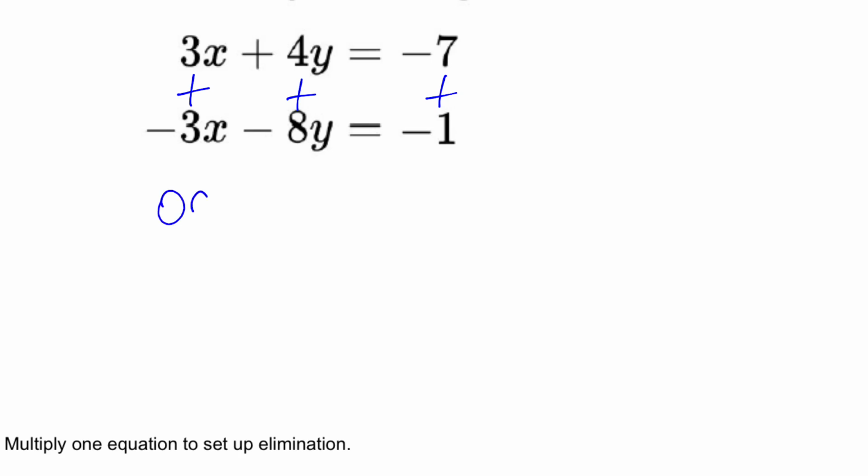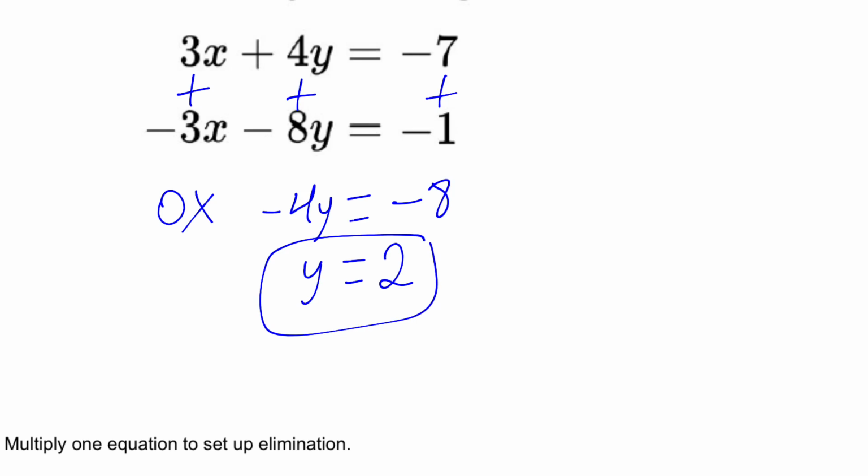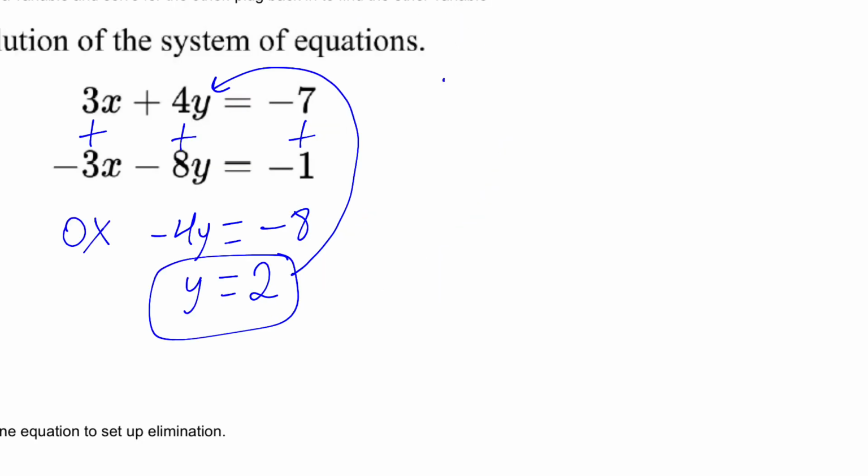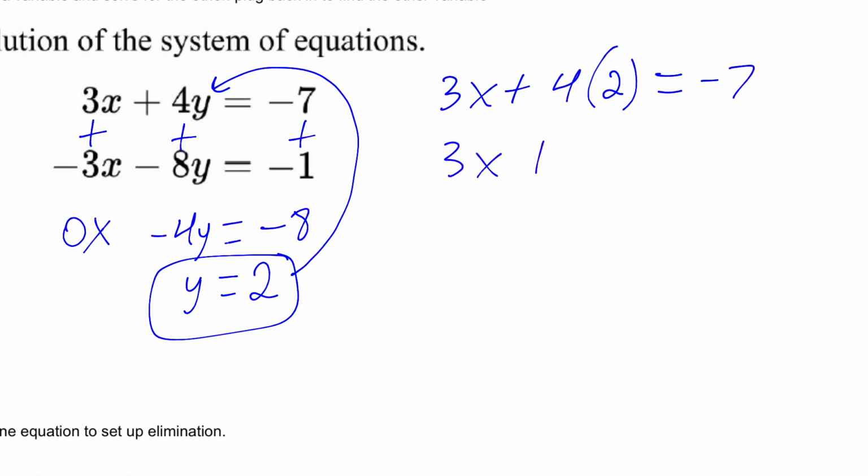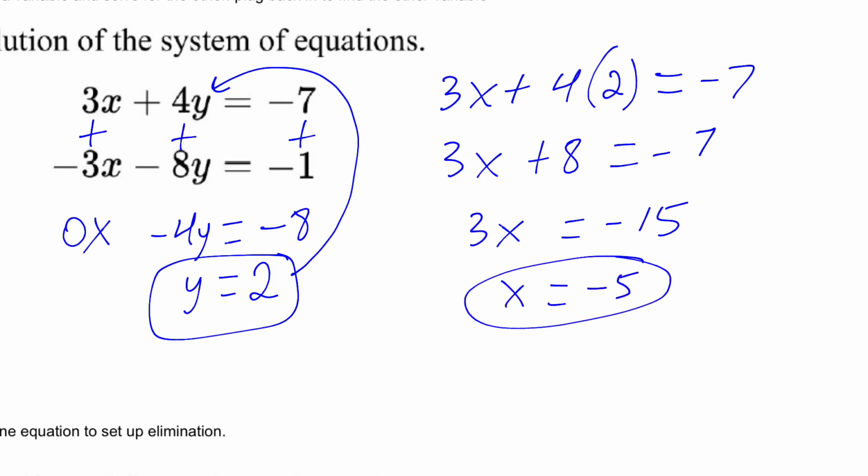If I do that, I get 0x, which just goes away. 4 plus a negative 8 is minus 4y, and that gives me negative 8. So this tells me that y is equal to 2. I can plug that back into one of my original equations. Let's try the top one. So 3x plus 4 times 2, since that's what y is equal to, equals negative 7. Or 3x plus 8 is equal to negative 7. Or 3x is equal to negative 15. Or x is equal to negative 5. If I write it as a coordinate, pay close attention to x comma y. That's the order for your coordinate.